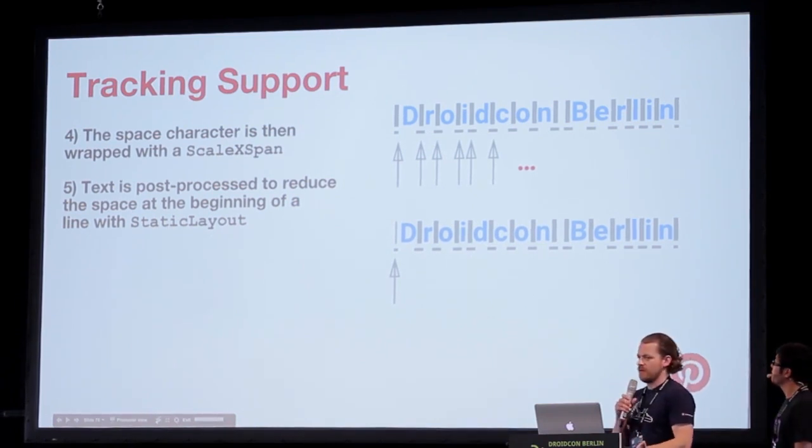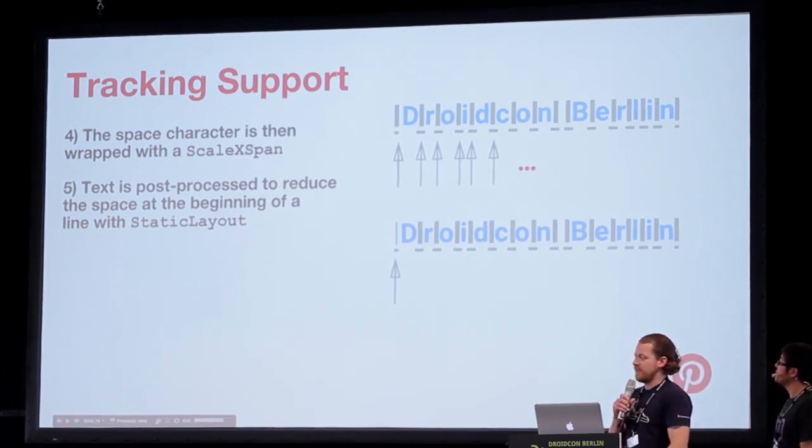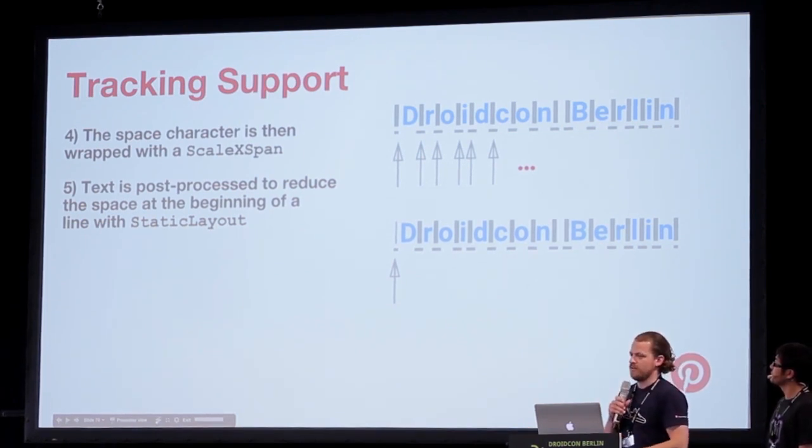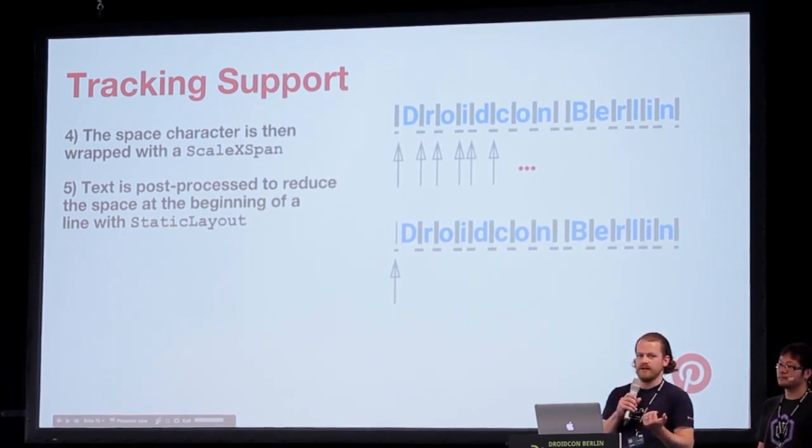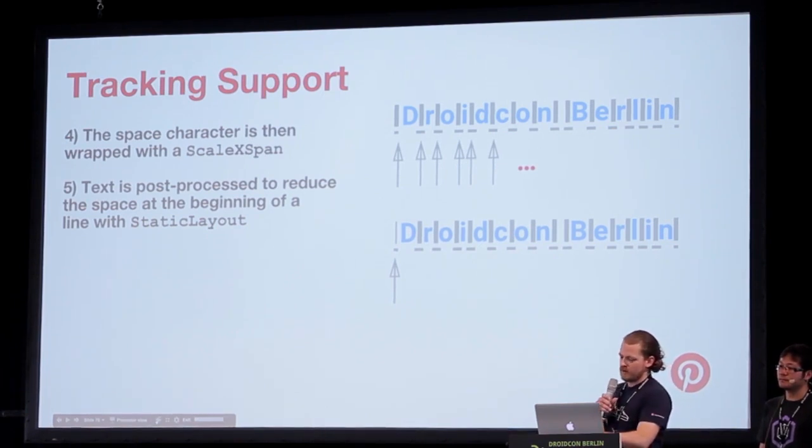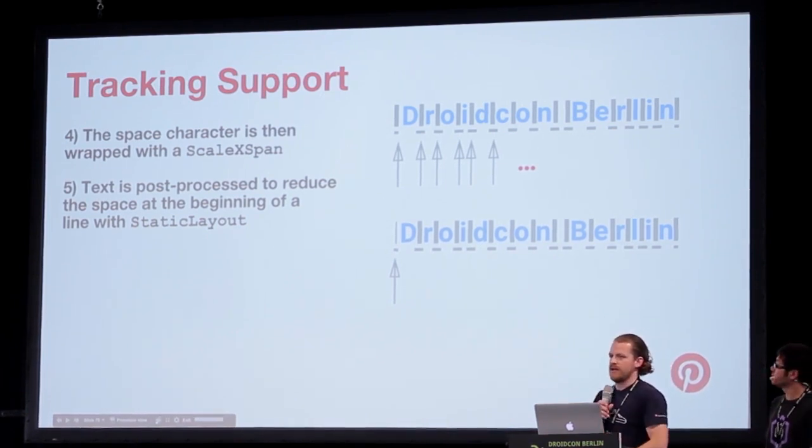Based on how tracking works, or how it's also implemented in API 21 and above in a text view, at the beginning of the line the space is only half because there's no character to the left of it. So we have to use the static layout to figure out which of those non-breaking spaces is at the beginning of a line, and then reduce it. So with this, we have the tracking support, and some way at least to maybe bring this to all our Android 4 users.